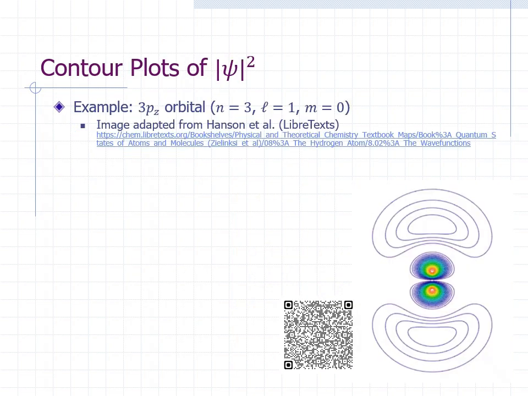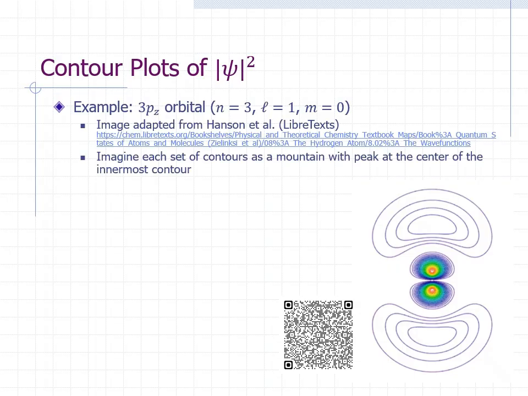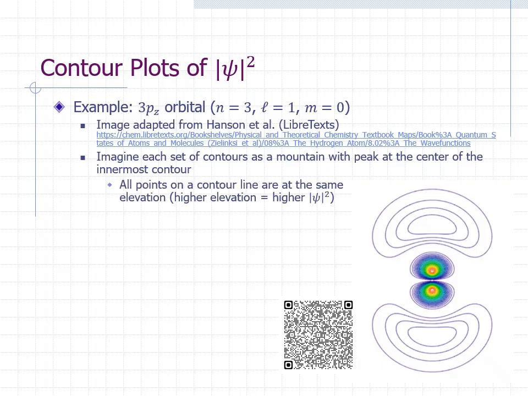If you recall our lesson on the particle in a two-dimensional box, we can visualize the variation of the wave function on a plane by using contour plots. The figure here shows contour plots for the 3pz orbital on any plane that contains the z-axis. To interpret the plot, imagine each set of contours as a mountain with its peak at the center. All points on a contour line are at the same elevation.